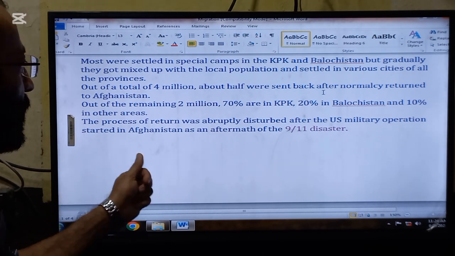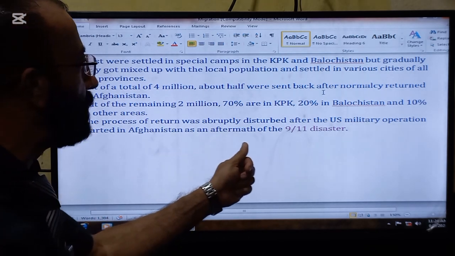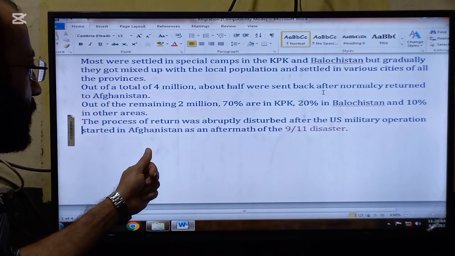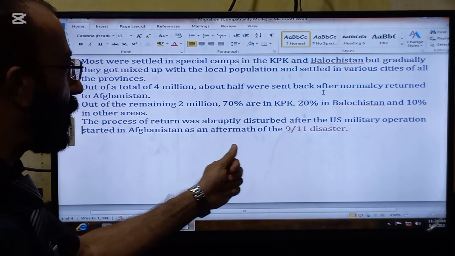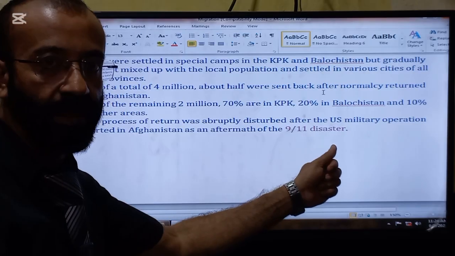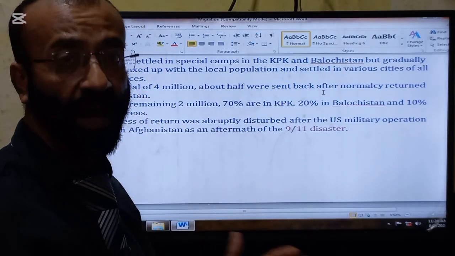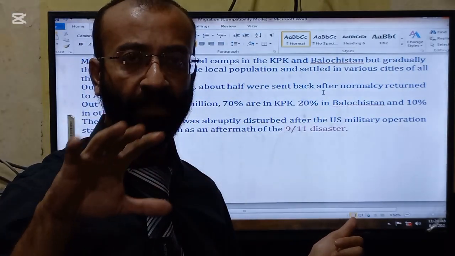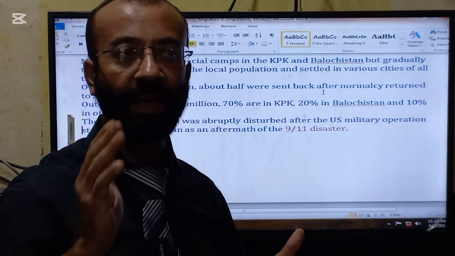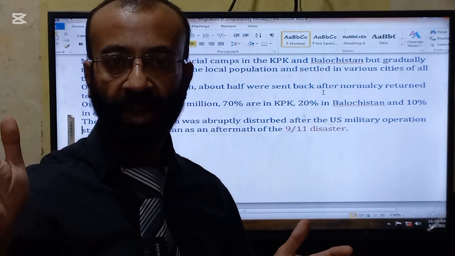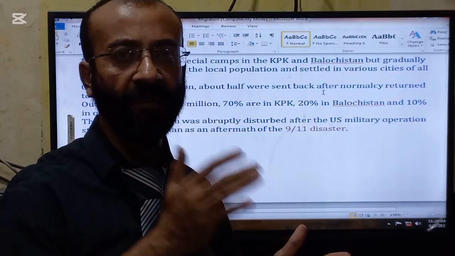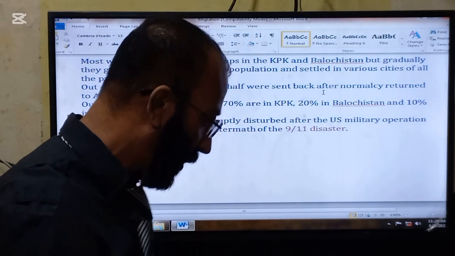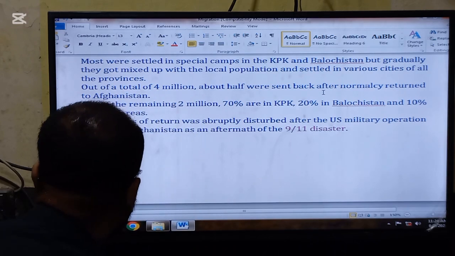The process of return was abruptly disturbed after the US military operations started in Afghanistan as an aftermath of the 9/11 disaster. So Afghans were going back, but after the attack of 9/11, when American and Allied forces attacked Afghanistan, the process started again. Millions of Afghans were coming back to Pakistan because of the attack of foreign forces.